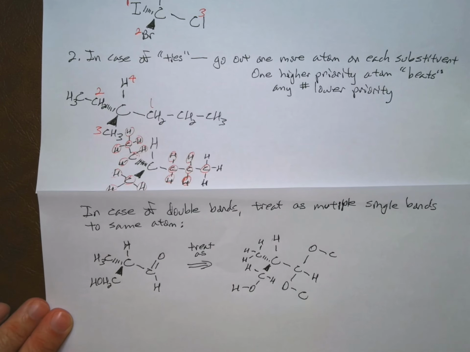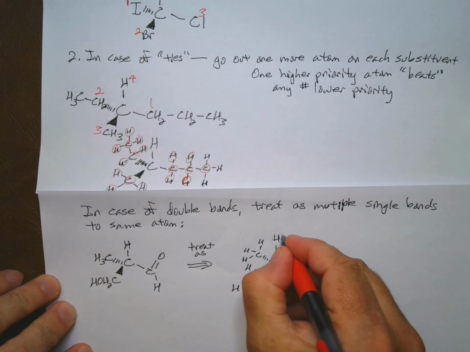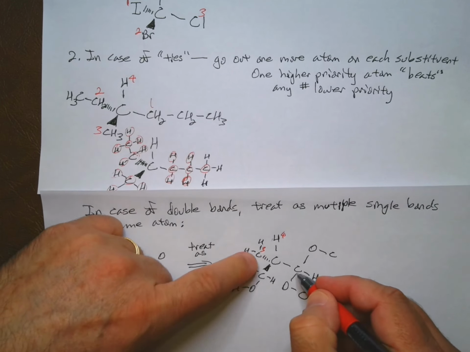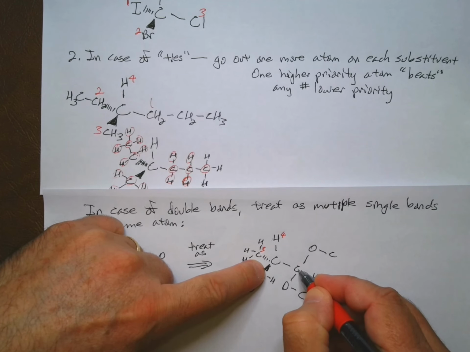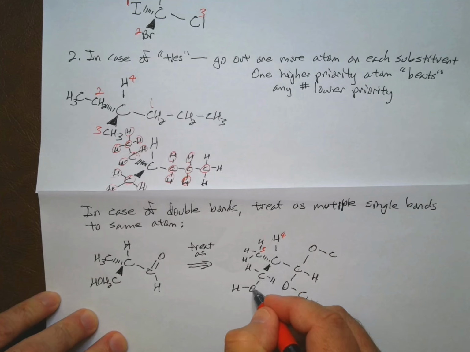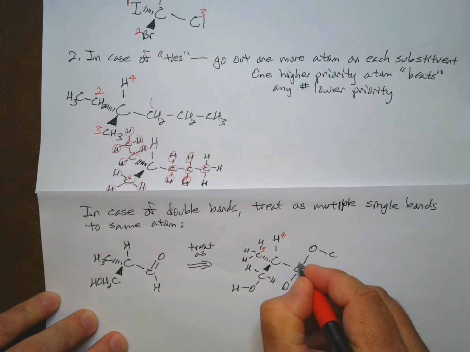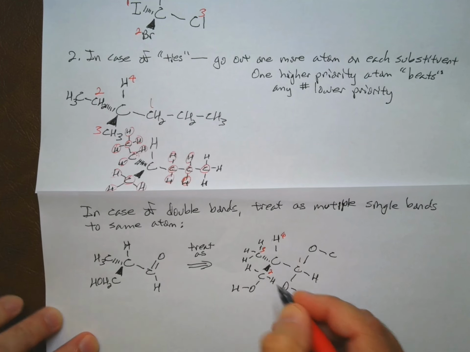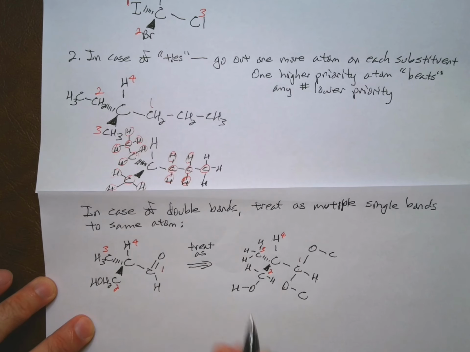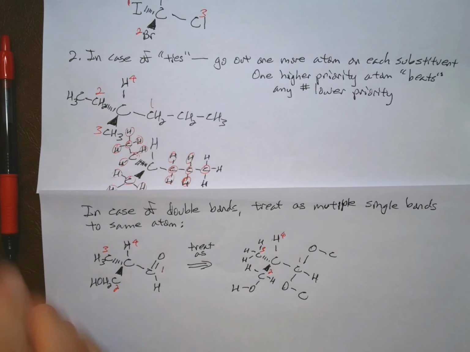Okay, so now I know my hydrogen is 4, my methyl is 3. So I've got a tie, I've got carbon. If I go out one more, I've got 2 oxygens and a hydrogen. Here I've got 1 oxygen and 2 hydrogens. So this guy is priority 1. So that's 1, 2, 3, 4, like so.